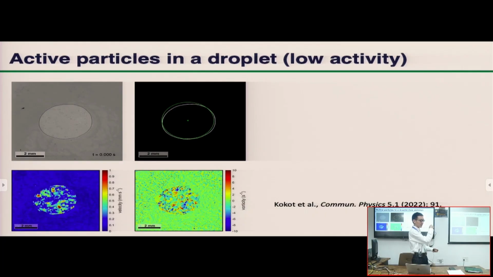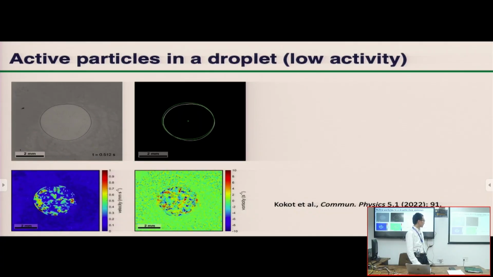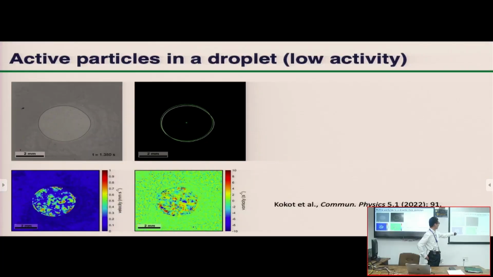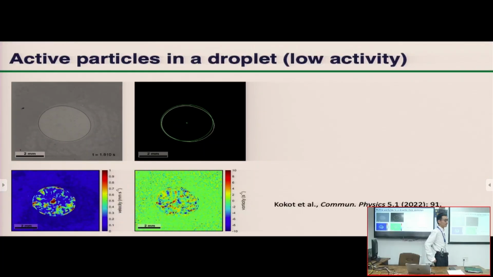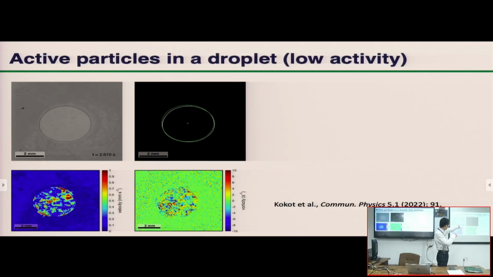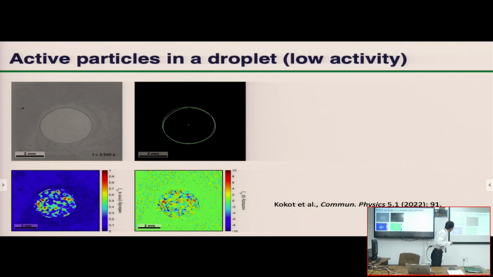So let's watch this video first before we move on. The shape is just fluctuating. In this case, it's not very noticeable because the activity is low here. You can still see the shape is deforming over time. And what we're seeing here at the bottom is the velocity.